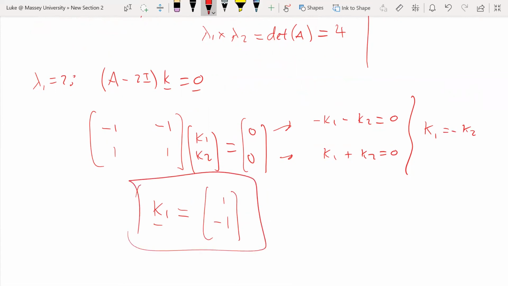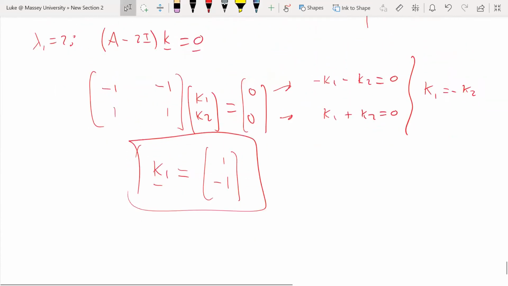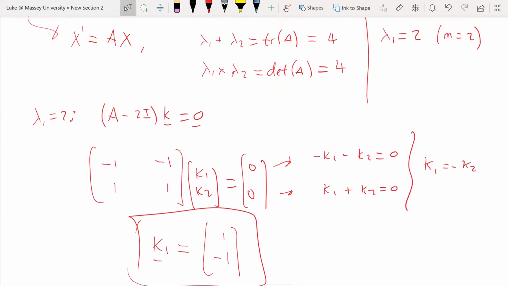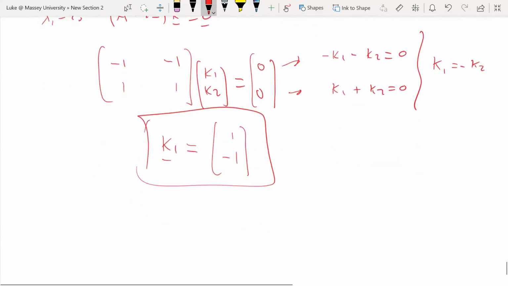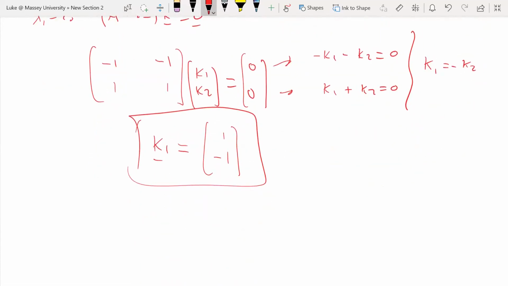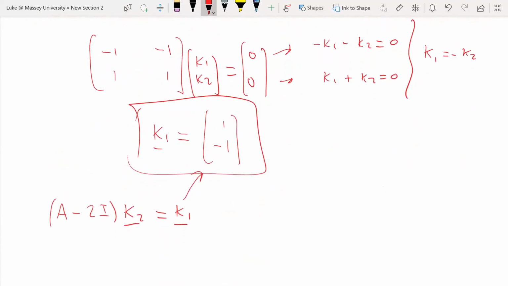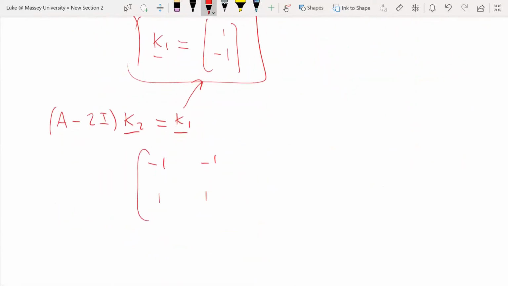Okay, great. Unfortunately, I'm missing an eigenvector. I've got two eigenvalues here, but it's repeated, but only one eigenvector. So now I need to solve the equation (A minus 2I) times K2 equals K1, where K1 is the one we've just found. So now I'm solving negative 1, negative 1, 1, 1 times K1, K2 equals 1, negative 1.